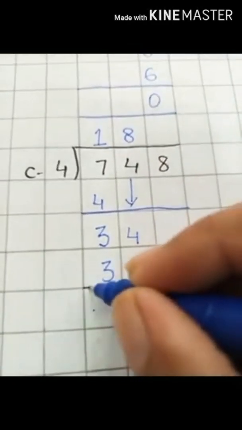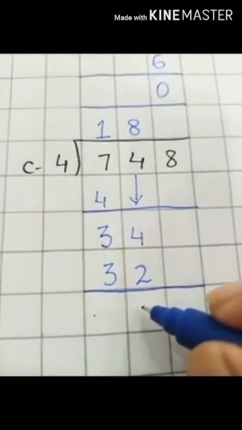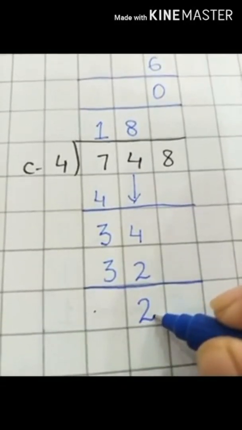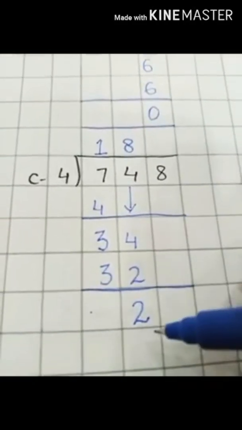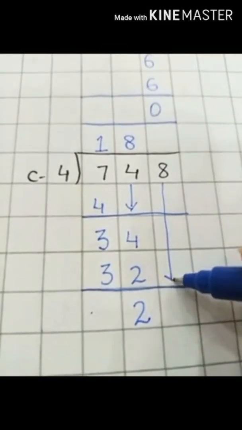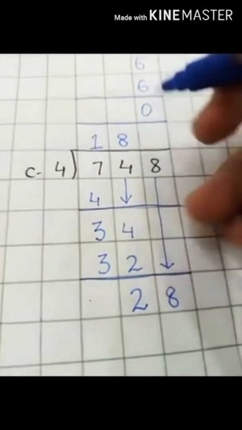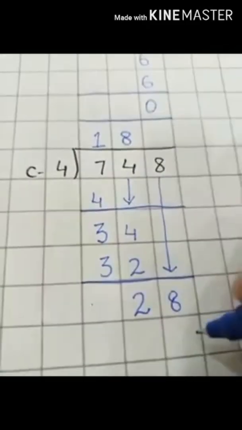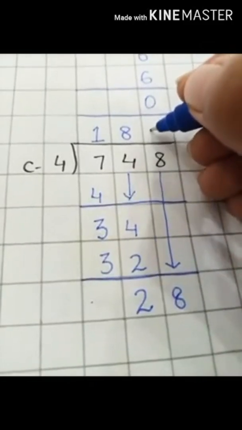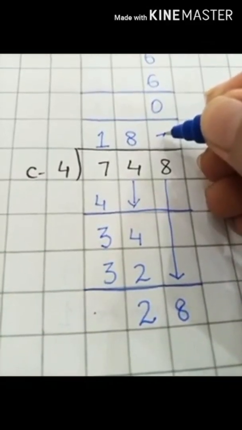Now students, look at this. Here I am subtracting 4 minus 2, and here is my remainder 8. So students, look at this. 8 is again smaller than my divisor. I will have to take this 8 down here, and this will become the number 28. Now read the table of 4 till 28. Yes, we get this number on 7. So students, 4 7s are 28.